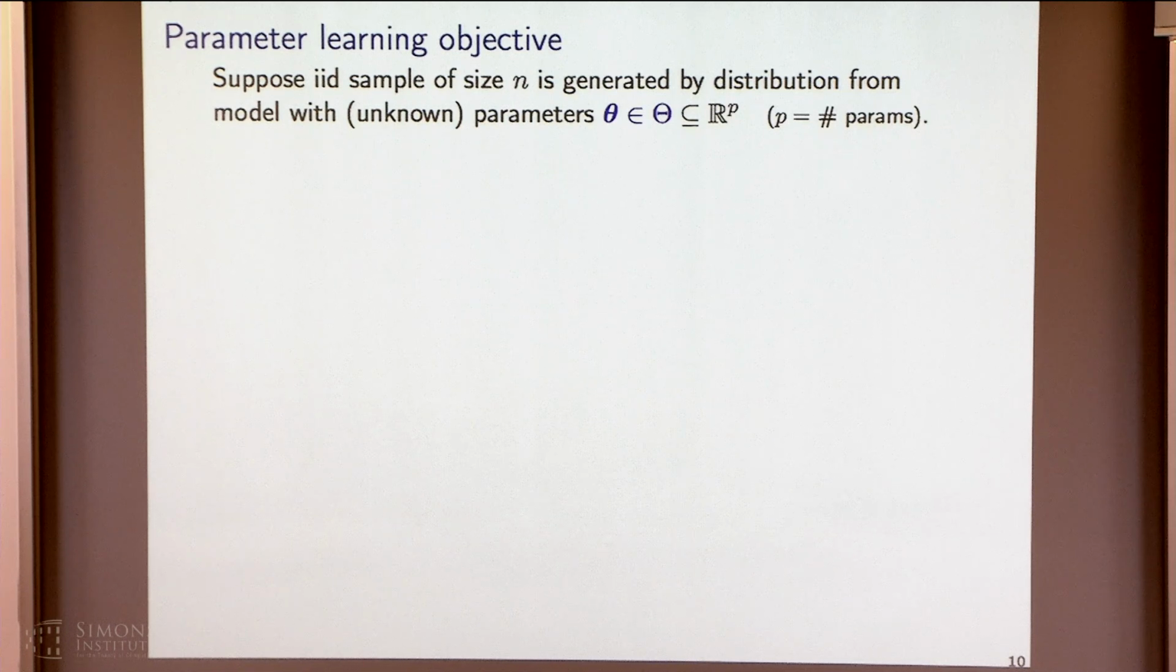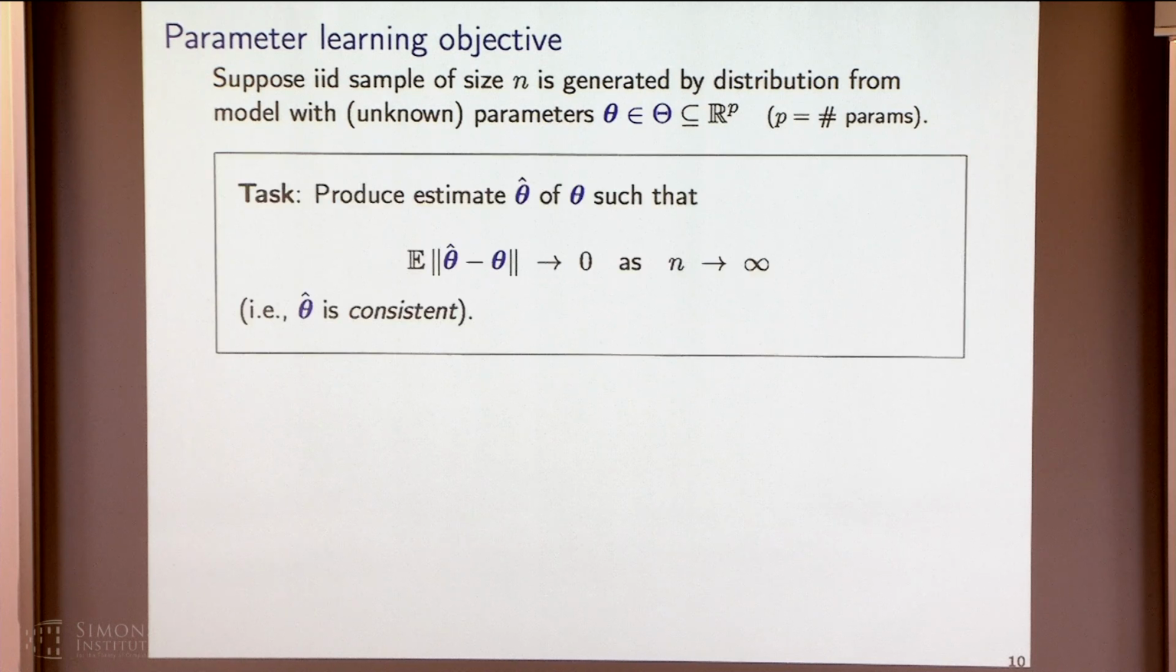Okay, so let's make this assumption that the data really are generated from some distribution in the model, and you're just trying to learn the parameters of that unknown distribution. You'd like to produce some estimate of the parameters, such that if you get more and more data, your estimate of the parameters gets closer and closer to the true unknown parameters. Okay, so this is what we call consistency.